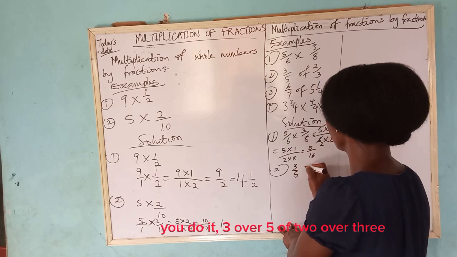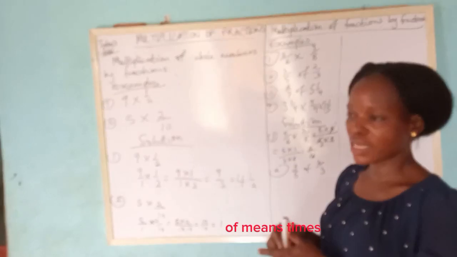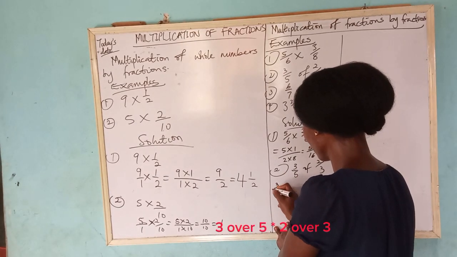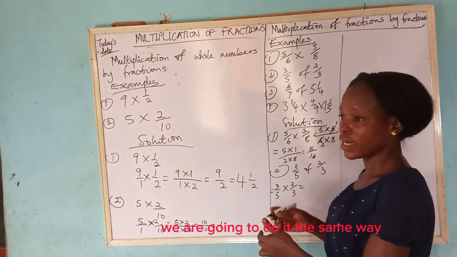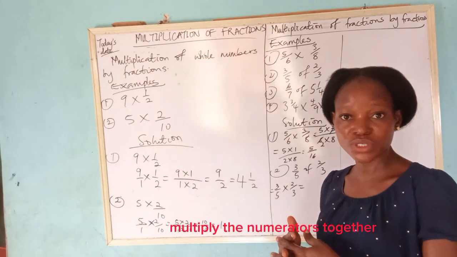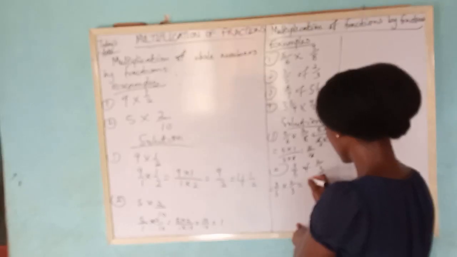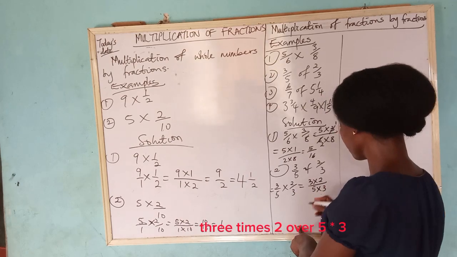3 over 5 of 2 over 3. Of means times. So 3 over 5 times 2 over 3. We are going to do it the same way. Multiply the numerators together and multiply the denominators together. 3 times 2 over 5 times 3.